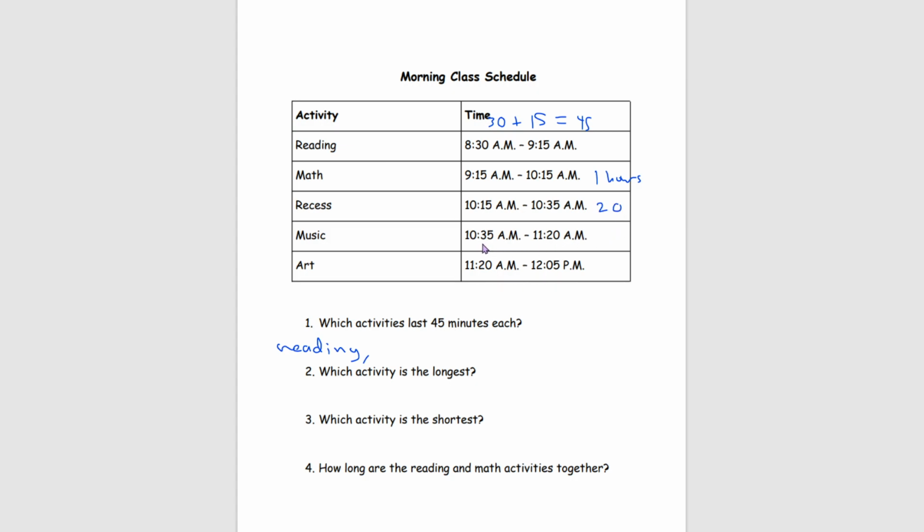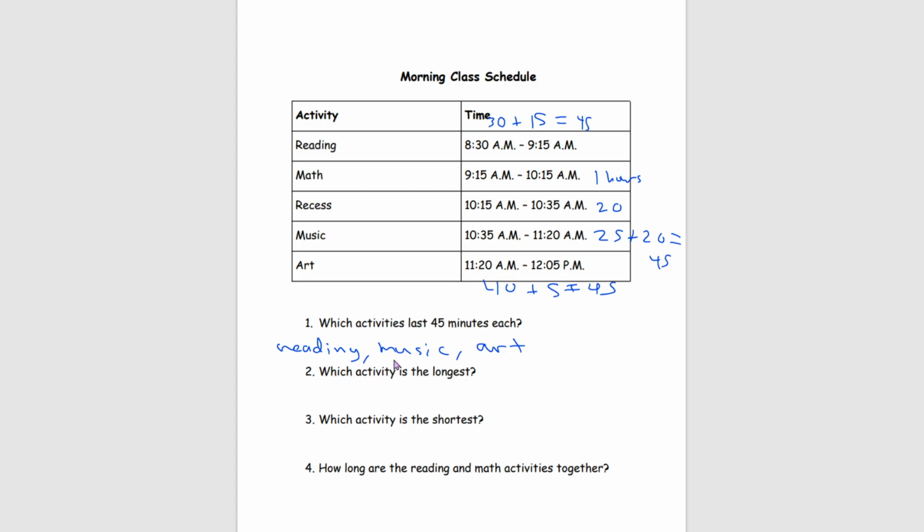And then for number 4, we have music, and music, from 10:35 to 11, there are 25 minutes that pass, and at 11 to 11:20, there are 20 more minutes. Add these together, and we get 45. So we know that music is also 45 minutes. And lastly, for art, 11:25 to 12 is 40 minutes, and then for 12 to 12:05 is just plus 5, and then we get 45 too. And so for number 1, the activities that last 45 minutes each are reading, music, and art.